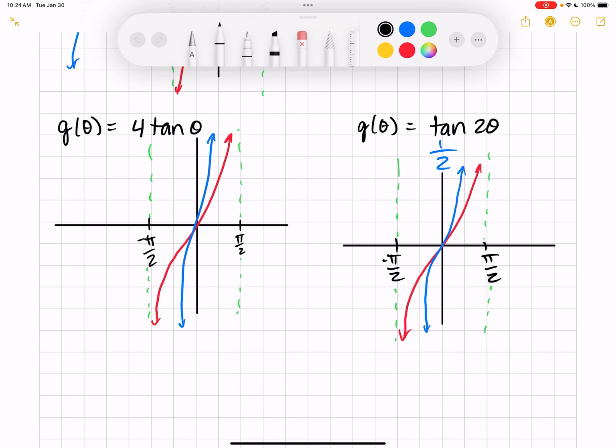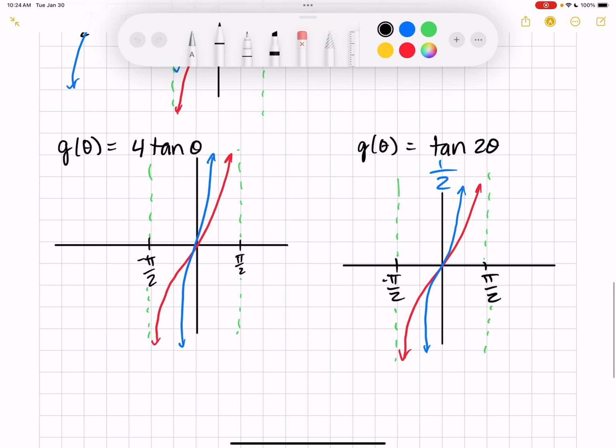Okay, so we were looking at where the asymptotes are, and then what happens with a number out front or a number in front of the theta or x, whatever. So I'm going to look at a couple things about this.